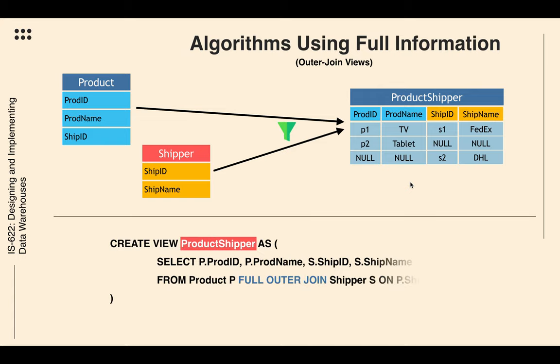Okay, so this is my SQL query that I'm using. Create view product shipper, and I'm selecting the product ID and product name from the product table, ship ID and ship name from the shipper table, and I'm doing a full outer join on these two tables, product and shipper, where I'm trying to match the unique IDs, which is ship ID, from both the product table and the shipper table.